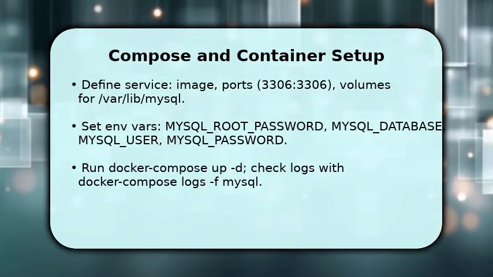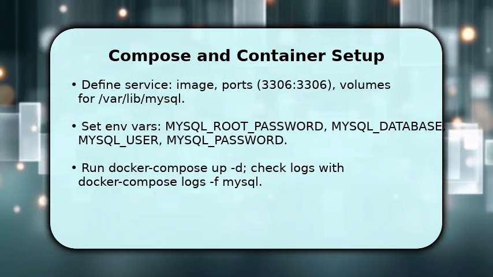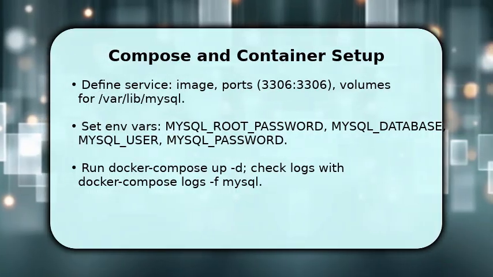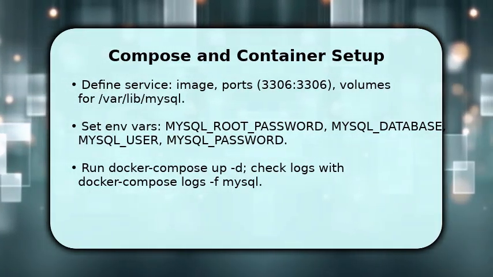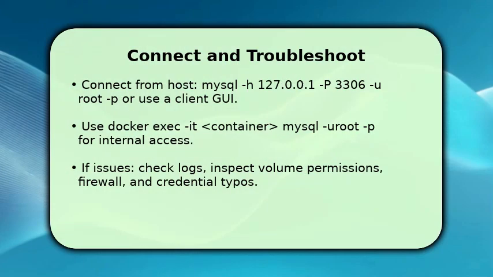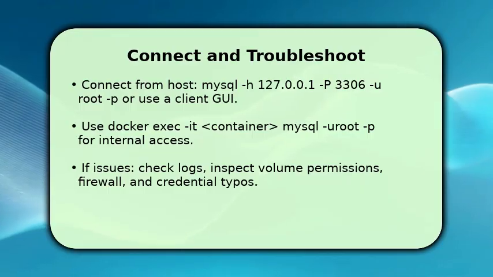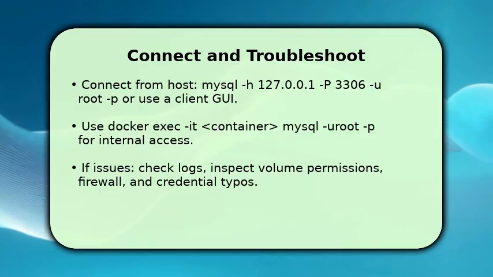Bring up the stack with docker compose up -d and follow logs with docker compose logs -f mysql to watch initialization and schema creation. Make sure to wait until the server reports it's ready for connections. From the host run mysql -h 127.0.0.1 -P 3306 -u root -p or open your GUI and point to that host and port. If you prefer internal access, run docker exec -it container_name mysql -uroot -p to connect directly.